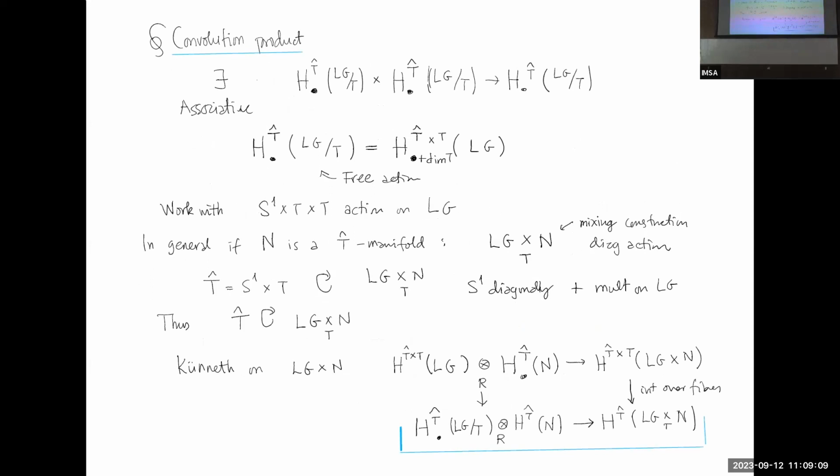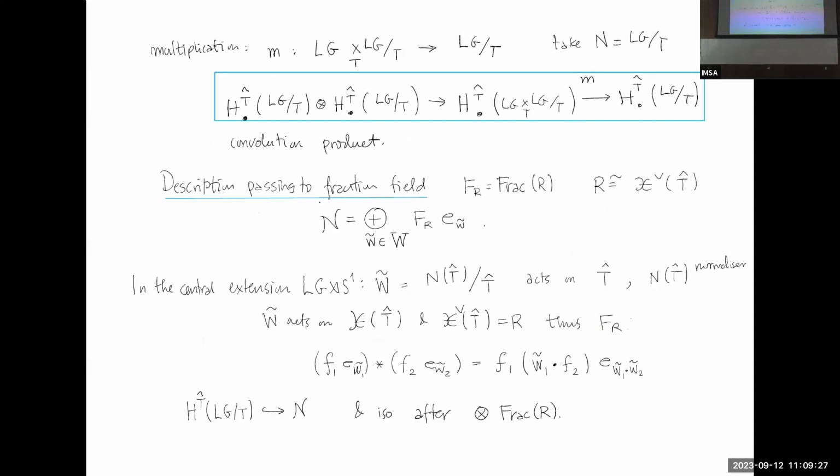But anyway, we defined a convolution product last time, and I just want to mention that it comes from the fact that the actions are all twisted in this particular case. So there's this particular convolution product that we found yesterday. And I just want to mention that whenever you localize the equivariant cohomology of LG mod T, if you tensor with a fraction field, then you can express that convolution product in a nicer way.